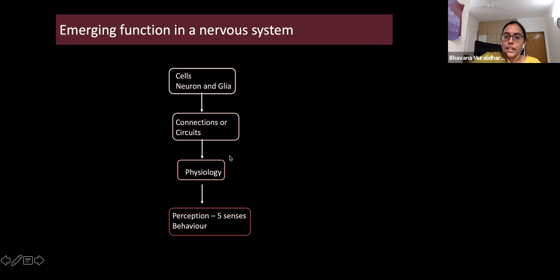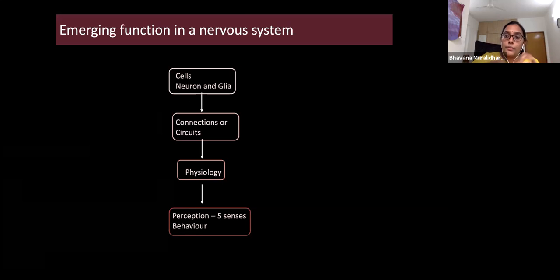Then that leads to the formation of connections or circuits. That is the underlying principle for the physiology. For instance, if it's a neuron, it needs to have the neurotransmitters to fire. If it's the glia, they need to have all the support factors which support the neurons. And that combination of cells going to circuits to the underlying physiology leads to the formation of the entire brain, which leads to things like perception. Whenever you see something, the image forms on the retina, which then carries all the electrical signals back to the brain, where a sense of it is made.